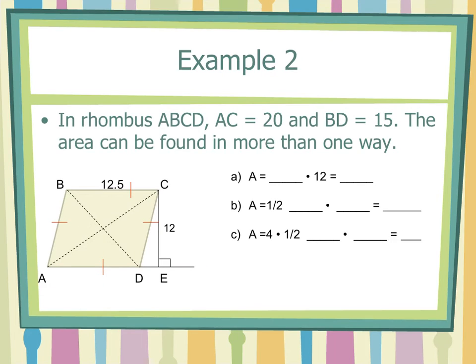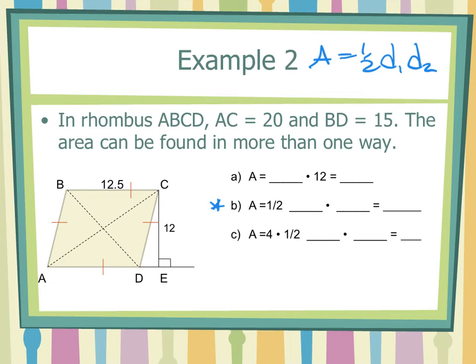Now, for this slide, it's showing you 3 different ways to find the area of a rhombus. Now, on the previous slide, we learned the formula that it was 1/2 diagonal 1 times diagonal 2. And that's what they want us to do in part B. So let me do that one first.